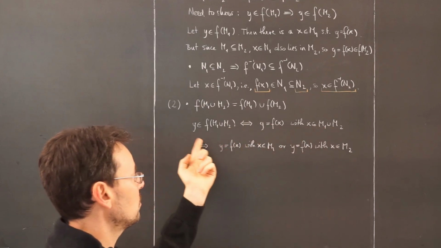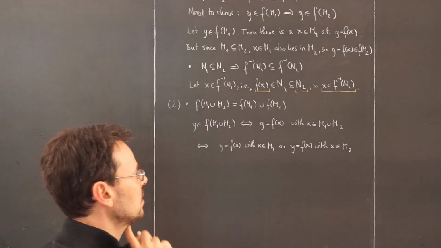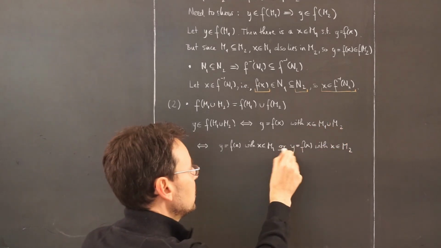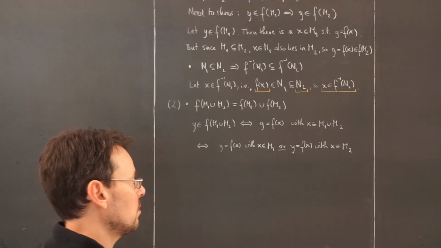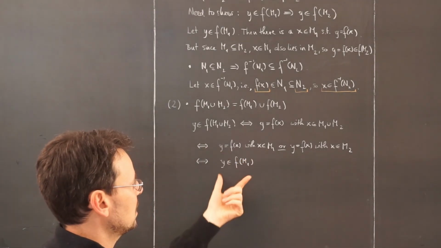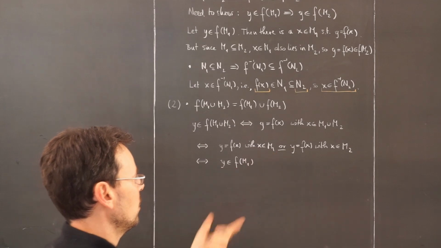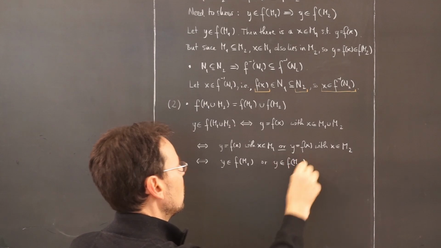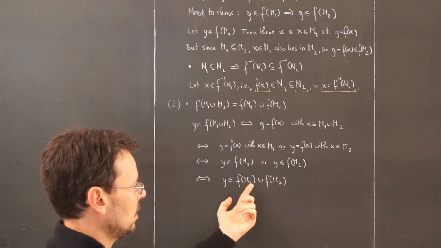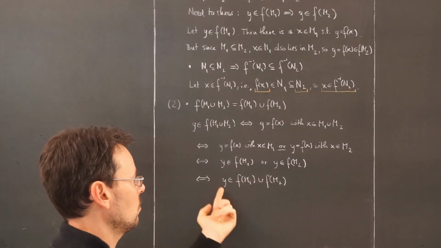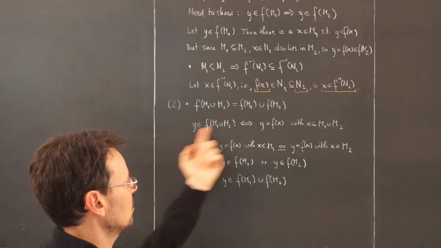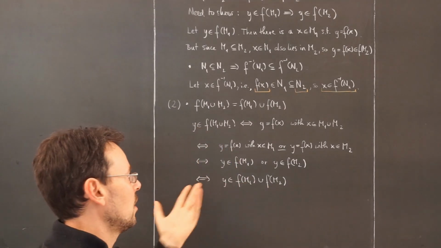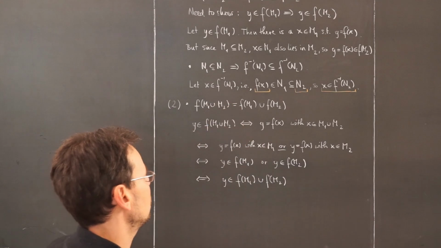Now comes the definition of union. Please write that over these equivalence arrows. Union means x lies in M1 or x lies in M2. This is this or here. Not an exclusive either-or, but simply or. But this here exactly means that y is an element of f of M1 or y is an element of f of M2. And this means exactly, by the definition of union, that y lies in this union, and this is it. Because we have used equivalences, we have seen an element lies here if and only if it lies here, proving the equality of these two sets.